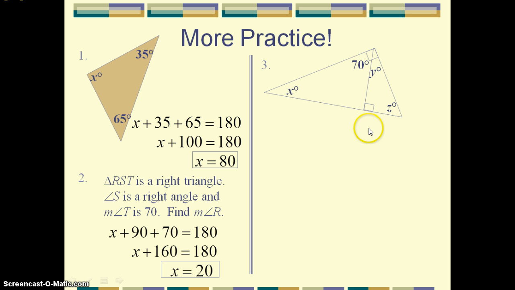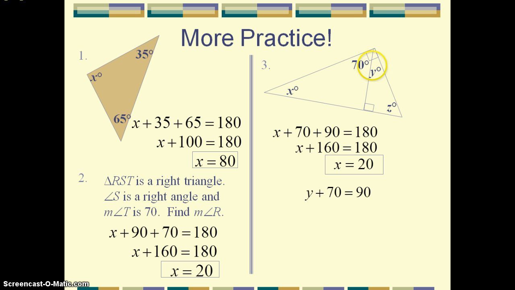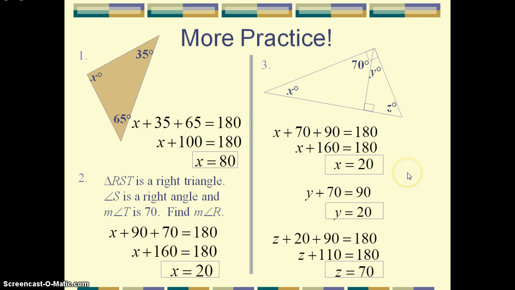The next one, you would set up an equation to solve for x. If this angle is 90 degrees, then the angle next to it has to be 90 degrees since they're supplementary, right here. So I would find that x is equal to 20. I could find angle y because these two angles are complementary because they form a right angle. You would get that y is equal to 20. And then you could use the 20 and the 90 degree angle to get that z is equal to 70.